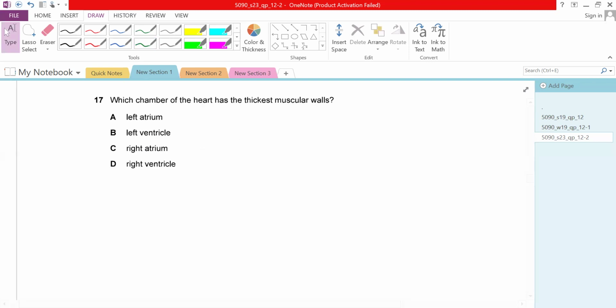Question number 17. Which chamber of the heart has the thickest muscular wall? Left atrium, left ventricle, right atrium, right ventricle. Firstly, you need to remember the left side of the heart, for example, this is the left side of the heart, this is the left atrium, this is the left ventricle. So the left ventricle pumps the blood through the aorta to the whole body. So the left ventricle has the thickest muscular wall.